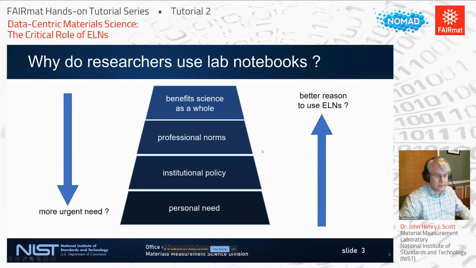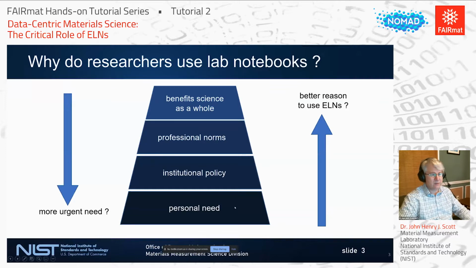So to start, let me just review why researchers for the last few centuries have been using laboratory notebooks. You know, they're ubiquitous in our fields. And there's an array of reasons, and I've stacked them here from the bottom, where there's essentially the personal need of the researcher or the research team. And this may be the most compelling or most urgent need for the researcher, and the way that the lab notebooks are used is driven by that.